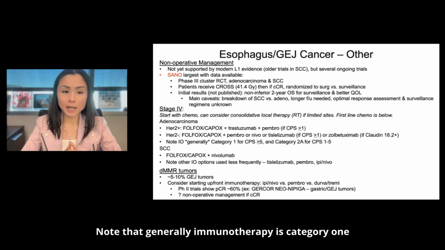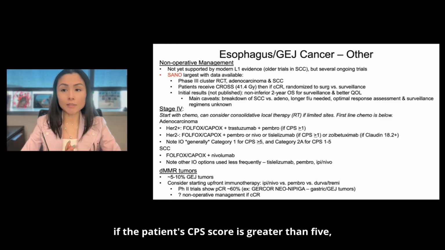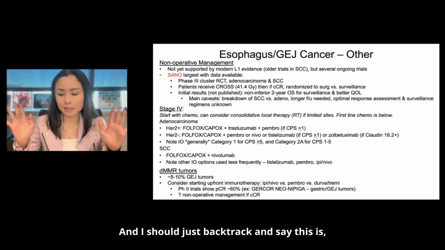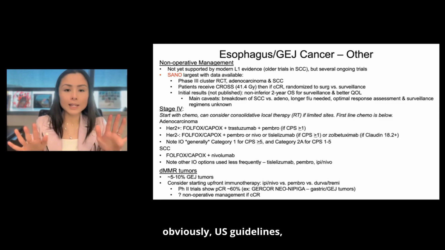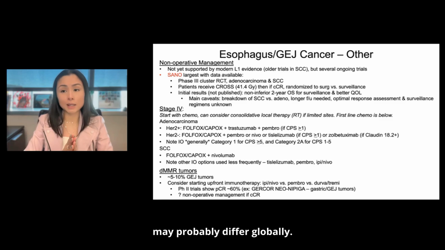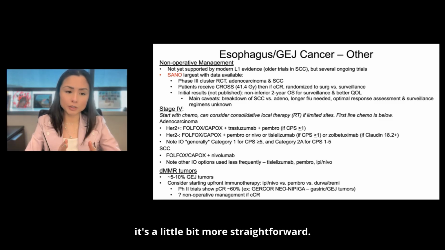Note that generally immunotherapy is category 1 if the patient's CPS score is greater than or equal to 5, and category 2A if their CPS score is 1 to 5. And I should just backtrack and say this is obviously US guidelines, NCCN, and practice patterns and approvals may differ globally. For squamous cell cancers, it's a little bit more straightforward.